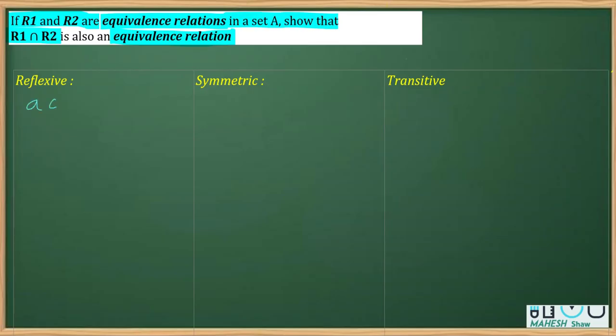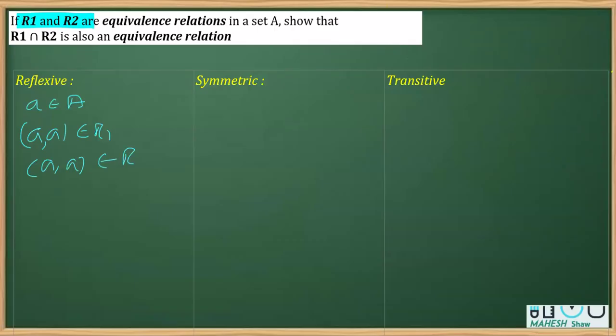that there is an element a that belongs to the set A. Now, since R1 and R2 are given to be equivalence relations, we can say that (a, a) belongs to R1, since it is an equivalence relation, and R2 is also an equivalence relation. That means (a, a) will also belong to R2.